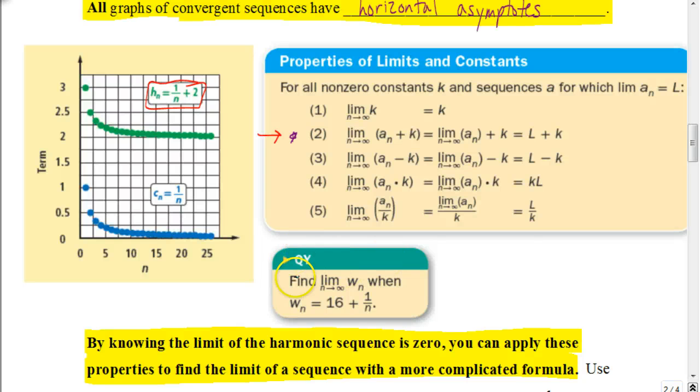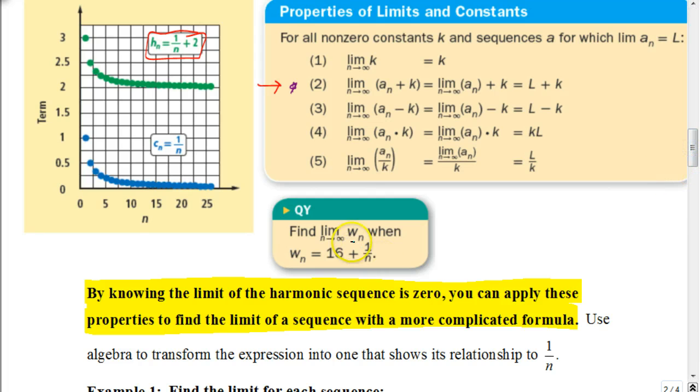Or, for example, if we look at this quiz yourself, the QY down here, this is from our textbook. If I have 16 plus 1 over n, again, here we see that this piece here has a limit of 0, and our constant is 16. So 0 plus 16 gives me 16. So the limit of that sequence would be equal to 16. So again, what's highlighted here, by knowing that the limit of the harmonic sequence is always 0, we can apply those properties to find the limit of a sequence with a more complicated formula.